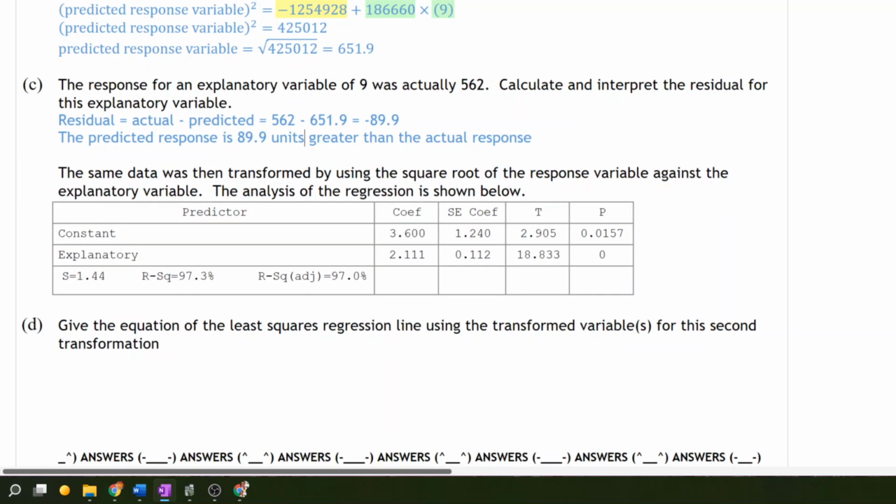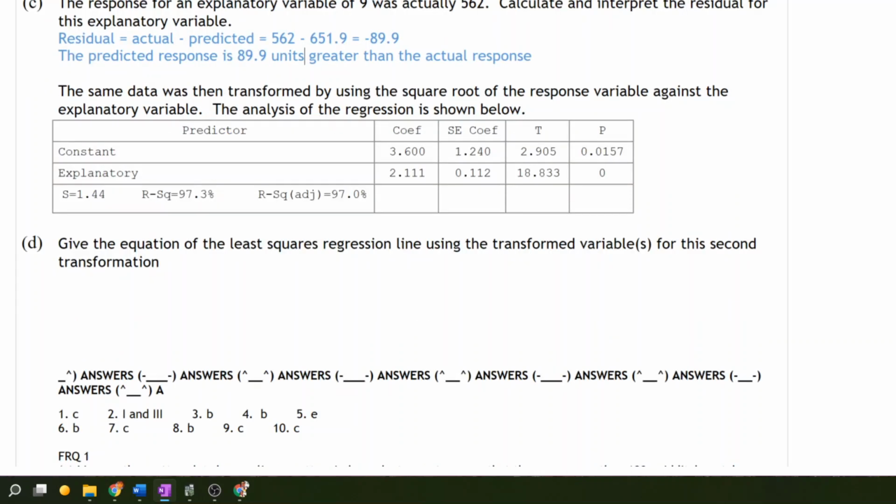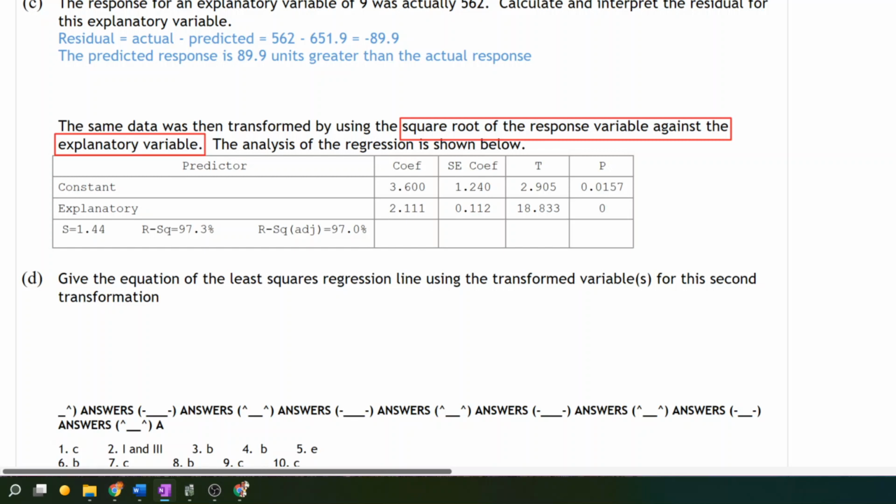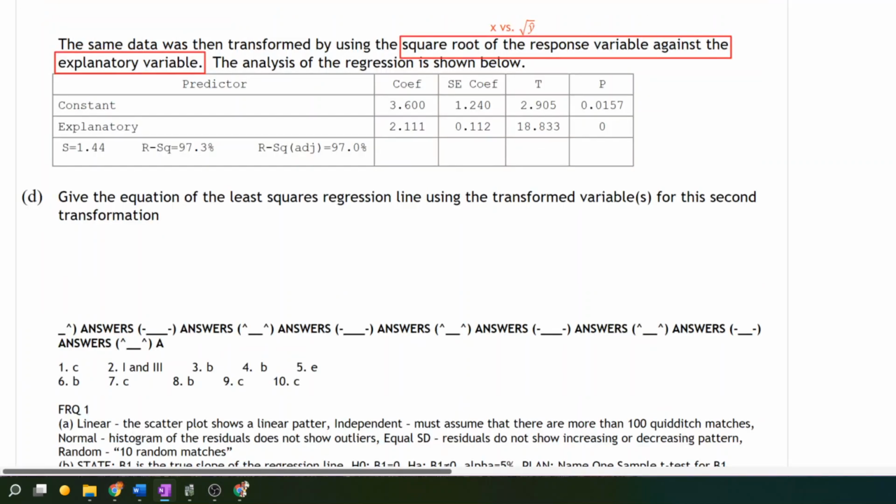Okay, so the same data was transformed again using a square root of the response variable against that explanatory variable. Here's the analysis of that regression over here. And we're going to again give the least squares regression line for this transformed variable. This time we're looking at the square root of the response variable against the explanatory variable, so this is going to be x versus the square root of y. Maybe I should say y hat instead, x versus y hat.